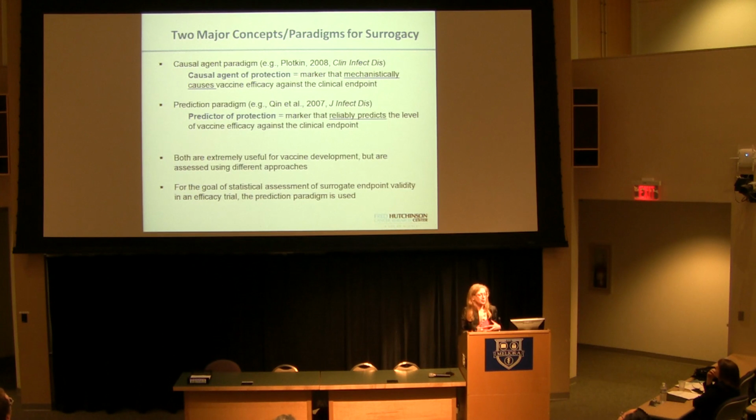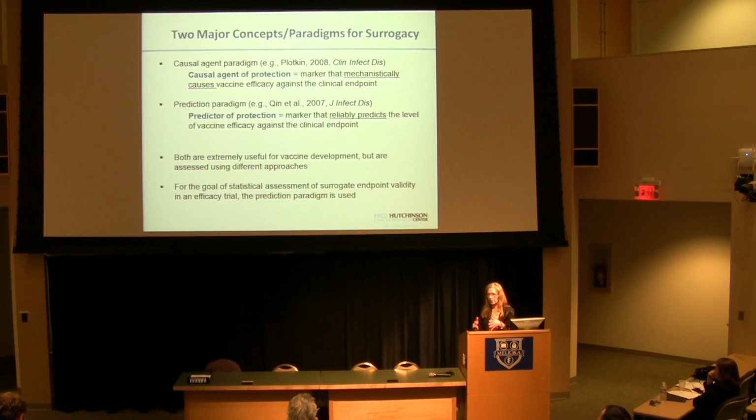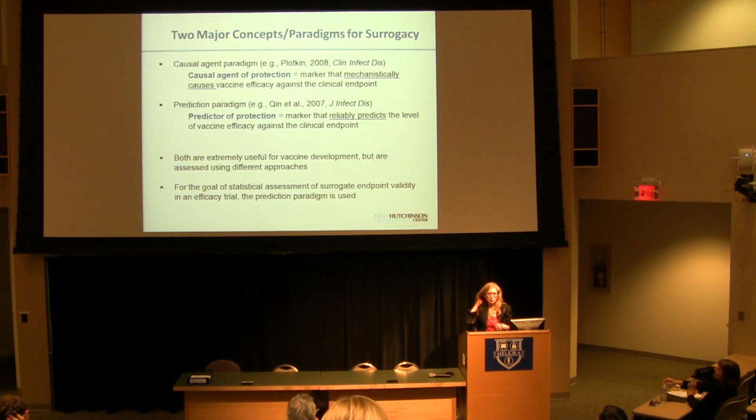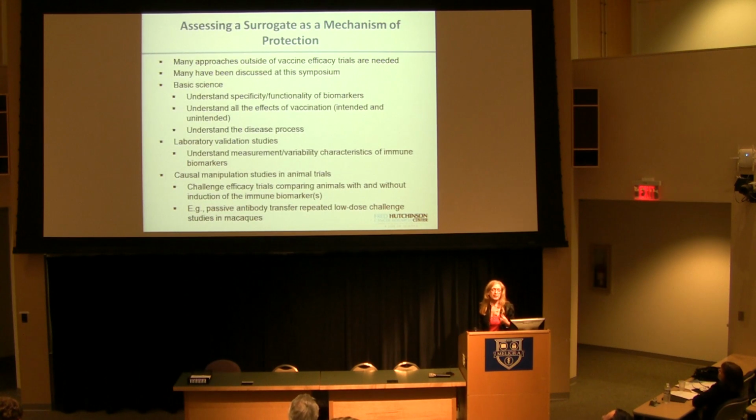Whereas in the prediction paradigm, you'd have a marker that reliably predicts the level of vaccine efficacy against the clinical endpoint. Now, a lot of the discussion in this symposium has been on trying to find things that actually predict the immunity, or looking at the immunity and the mechanisms of the immunity, but this is more of a statistical framework. Both are useful for vaccine development, but they're assessed using different approaches. What I'm going to talk about is a little bit different from what everybody else has been talking about here. For the goal of statistical assessment of surrogate endpoint validity in an efficacy trial, we use the prediction paradigm.